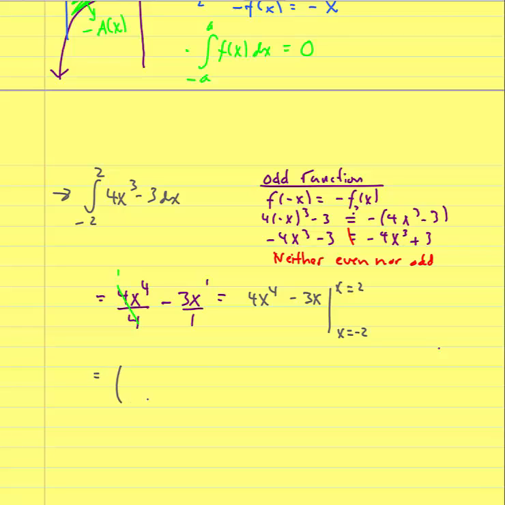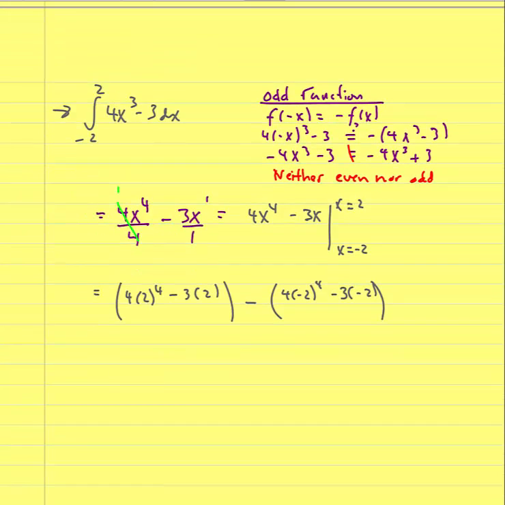And of course we want to put up our parentheses because I want to take my upper minus my lower. So when I plug in my upper, I'm going to have 4 times 2 to the fourth minus 3 times 2. And then down here I'll have 4 times negative 2 to the fourth minus 3 times negative 2. Now I want you to be really careful, and I know I've said this several times, but it's a place that people often make a mistake. Make sure you always put these uppers and lowers in parentheses.